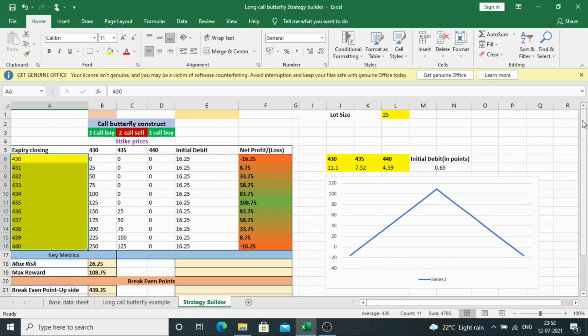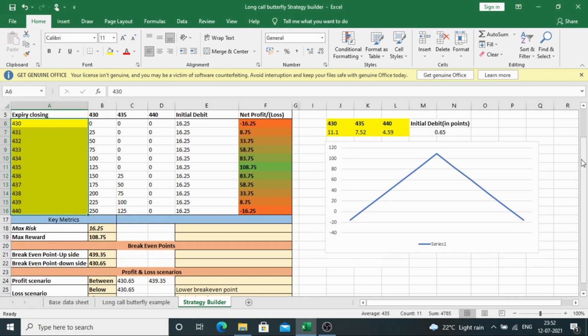Delta you cannot find out directly, because we have to check correspondingly what the delta is, and accordingly you can get the value. So if you want to understand the probability of success, what is the way to do it? For a long call butterfly, you take the delta at the upside break-even. What is the delta here? And what is the delta at the lower or downside break-even point? The difference between these two will give you the probability of success.